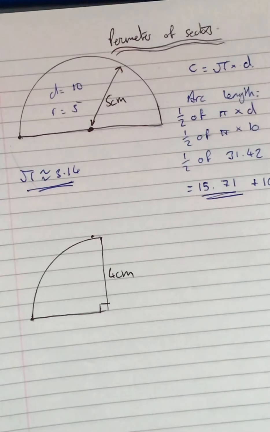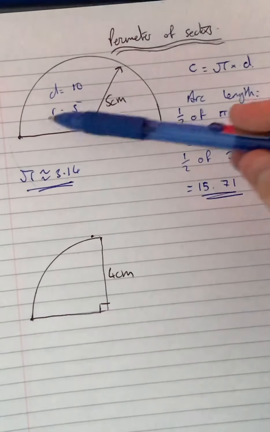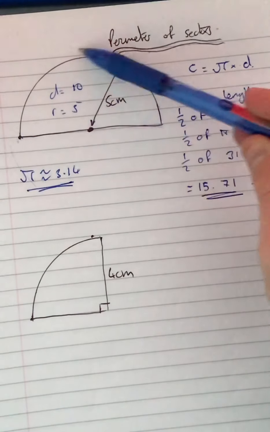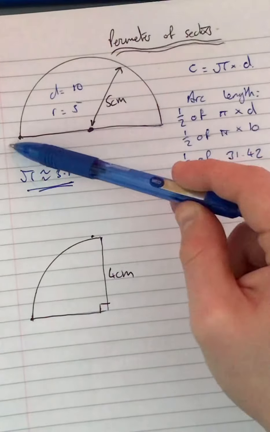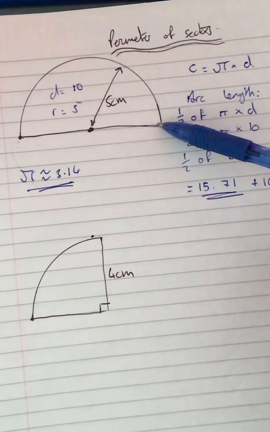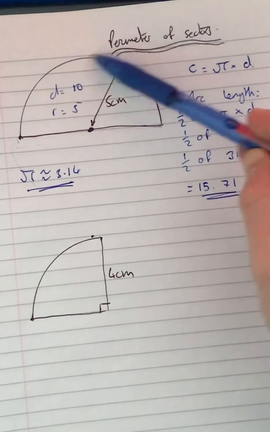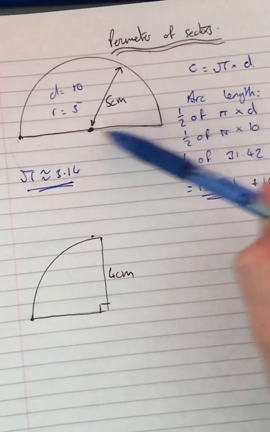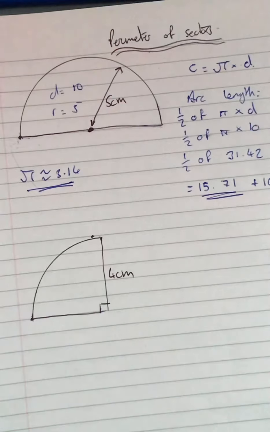So just to quickly recap, guys, we work out the arc length by finding out half the circumference, and then we add on the diameter here because the perimeter is the whole way around. The arc length is just this bit, the perimeter is the whole way around, and we are asked for the perimeter for these questions.